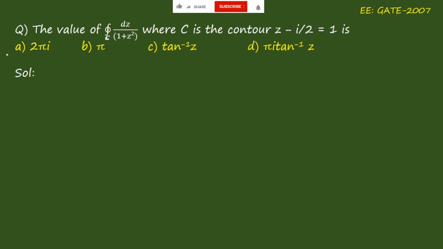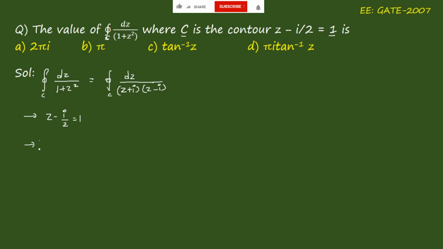Next question. The question is the value of the integral over closed curve C of dz by (1 plus z square), where z is in the contour |z minus i by 2| equal to 1. So they are asking the value of the integral over closed curve C of dz by (1 plus z square), right? We can write this as the integral of dz by (z plus i) into (z minus i), right? Now we have to find the integral of this one. They have given the contour as |z minus i/2| equal to 1, right?